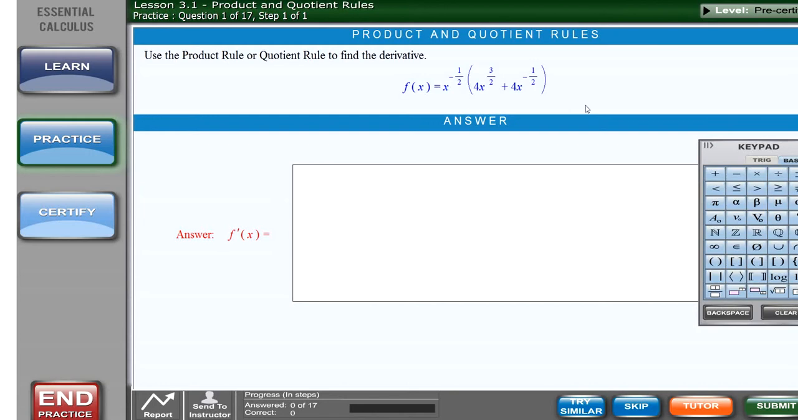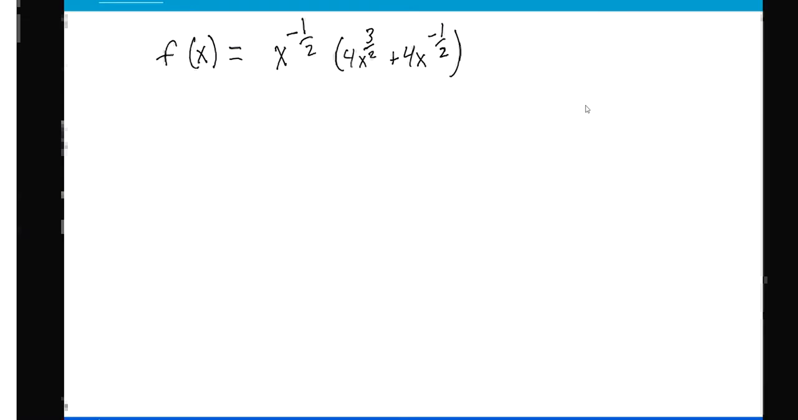So let's see. Let me write this down on my other screen before I flip back. Okay. All right. So there's the function. We have x's times x's again. So you can call x to the negative 1/2 first, and the parentheses 4x to the 3/2 plus 4x to the negative 1/2 second. All right, and let's go through and apply the product rule.